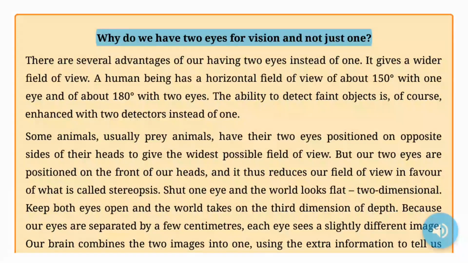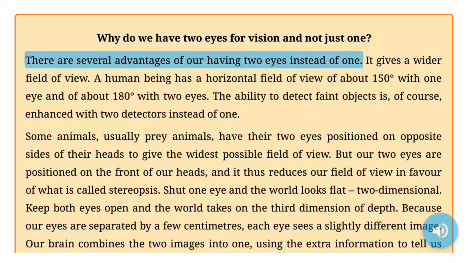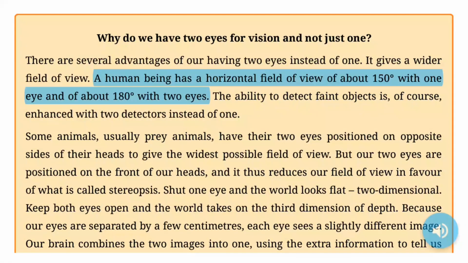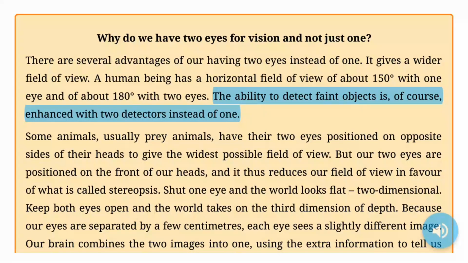Why do we have two eyes for vision and not just one? There are several advantages of our having two eyes instead of one. It gives a wider field of view. A human being has a horizontal field of view of about 150 degrees with one eye and of about 180 degrees with two eyes. The ability to detect faint objects is, of course, enhanced with two detectors instead of one.